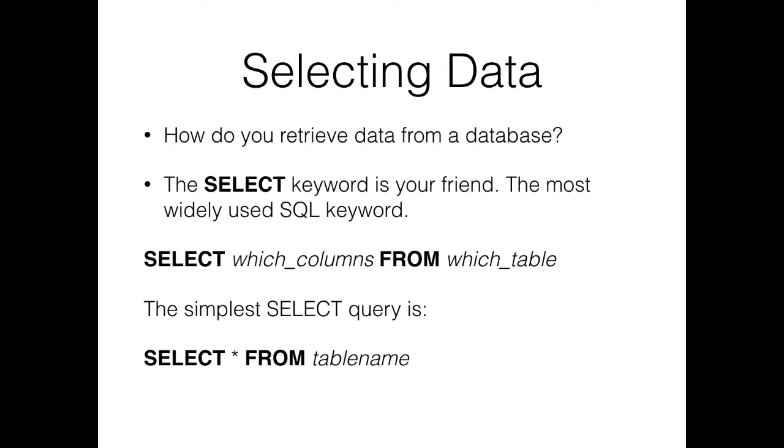Select which columns you want, separated by commas, from which table. And I know some of you are thinking and asking what happens when you have multiple tables, and we'll get into that. We're just starting here. The simplest select query is select star, which means all columns from a given table name.